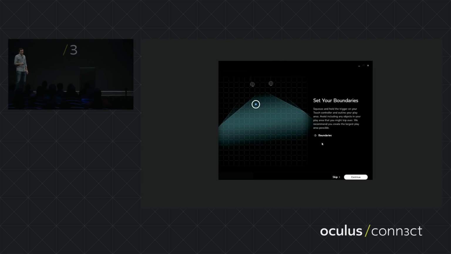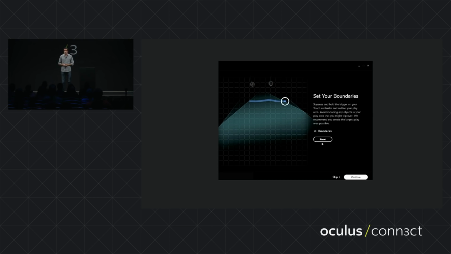Thank you. So when a user first sets up Touch, they're prompted to define their Guardian boundaries by literally just outlining where they'll be in VR. To draw, they take a Touch controller, pull the trigger, and just walk around the room and map it out. Their goal is to draw a full outline, but we realize people sometimes make mistakes.